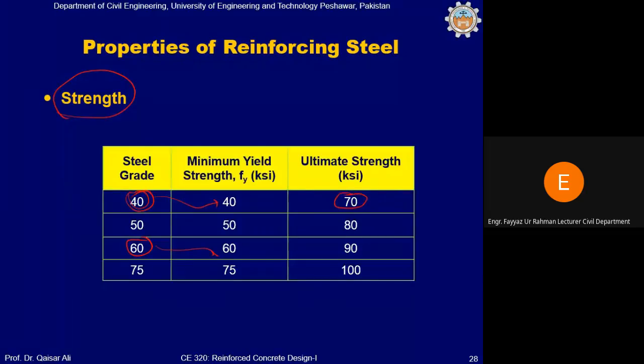Now the ultimate strength for grade 40 is 70 KSI, and for grade 60 it is 90 KSI. Clear? It is very simple.